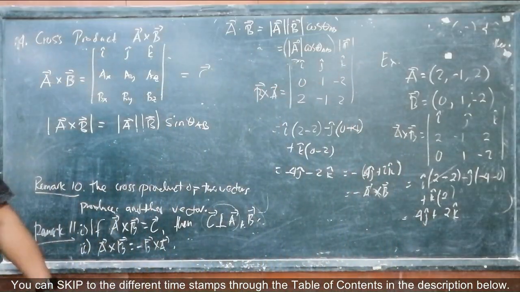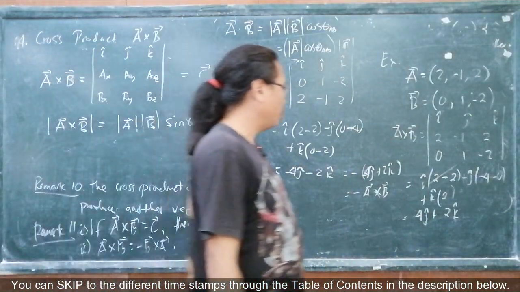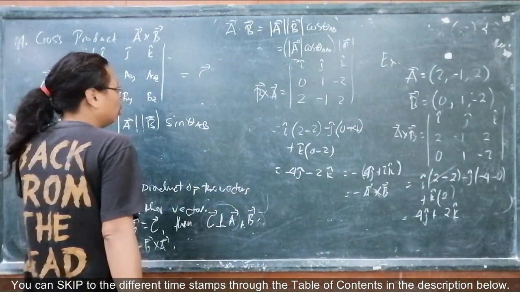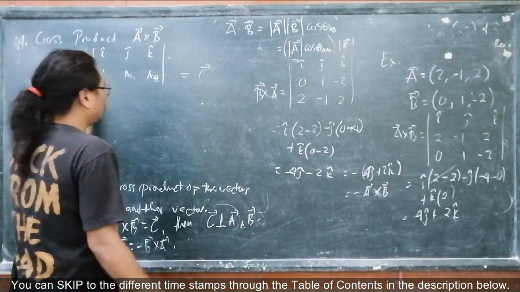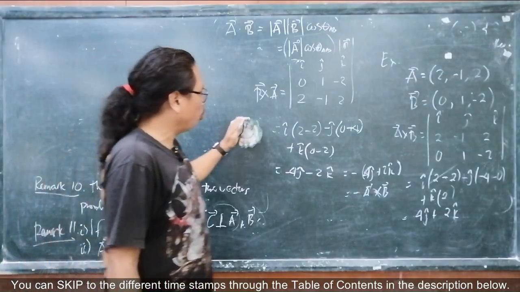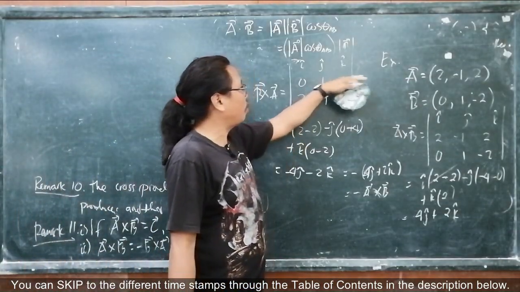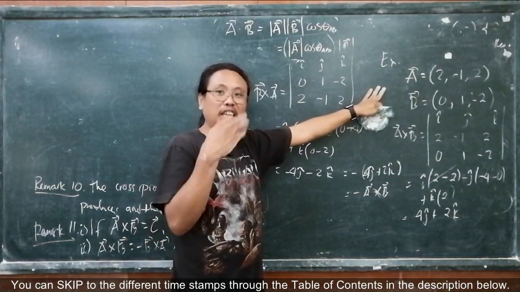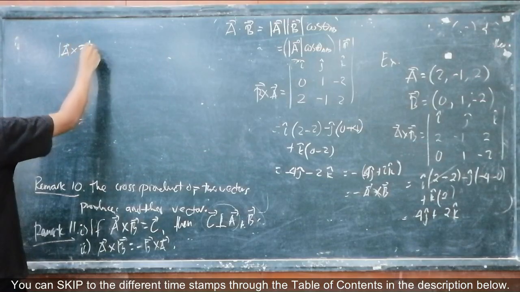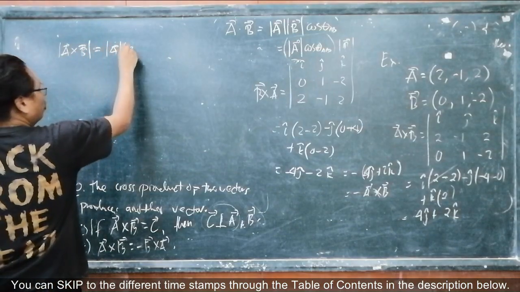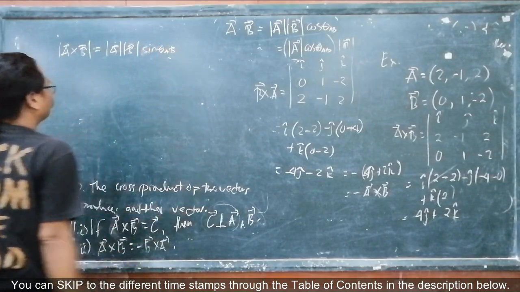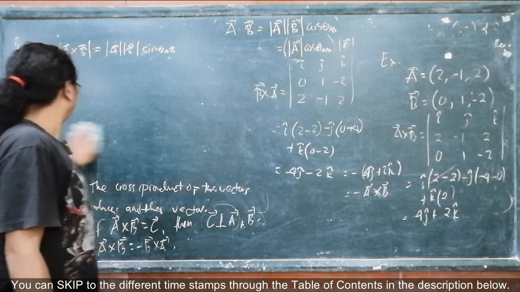This is not a proof that A cross B equals negative B cross A. It's just an illustration, not a proof. Okay? Now, how about the magnitude? Well, it's difficult to use the magnitude definition if our vector is in Cartesian. But the definition is easy: the magnitude of A cross B is equal to the magnitude of A times the magnitude of B times sine theta AB. What is theta?